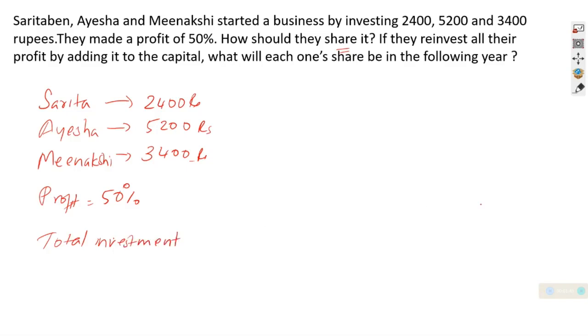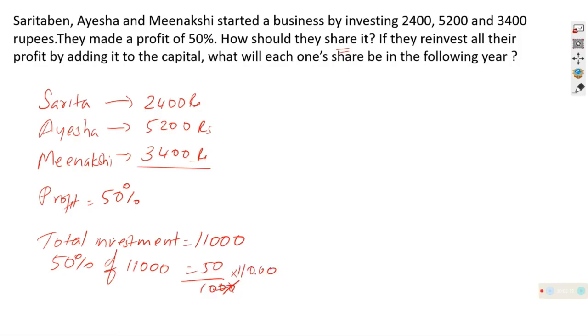How will you calculate the total investment? You will add these three together. 5,000, 3,000, 8,000, 10,000, and 4 plus 2, 6 plus 1, 11,000. Total investment is 11,000 rupees. 50% of that is profit. 50% of 11,000 means 50 upon 100 into 11,000. This will be equal to rupees 5,500. That is their profit.